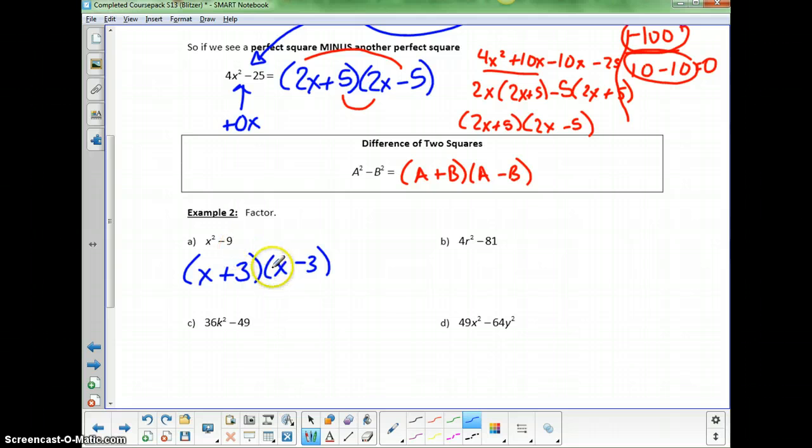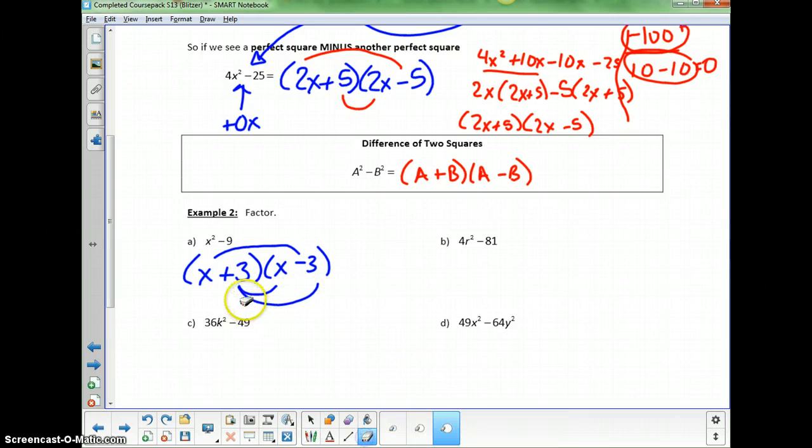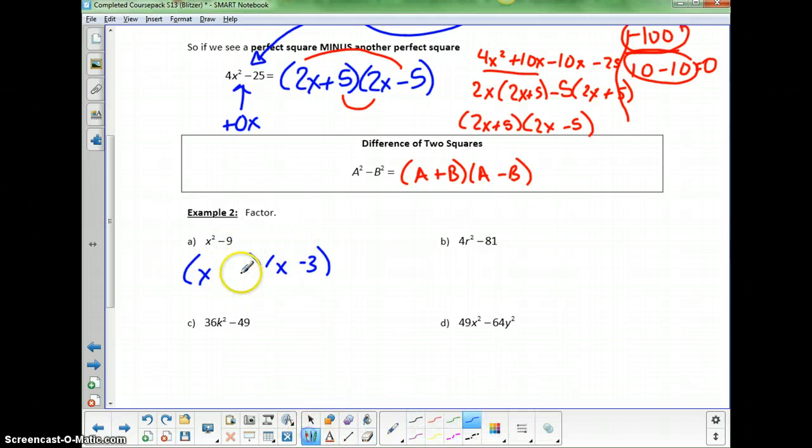If we check it, x times x is x squared. This path right here gives us a minus 3x. That one gives us plus 3x to add to 0, and then our negative 9. Okay, so that checks out. Oops, that was a humongous eraser. So x plus 3 and x minus 3 is our solution. Okay, that's a difference of two perfect squares. Now, so is this. 4 is 2 squared. 81 is 9 squared. It's a difference of two squares. So it should factor into 2r plus 9 and 2r minus 9.